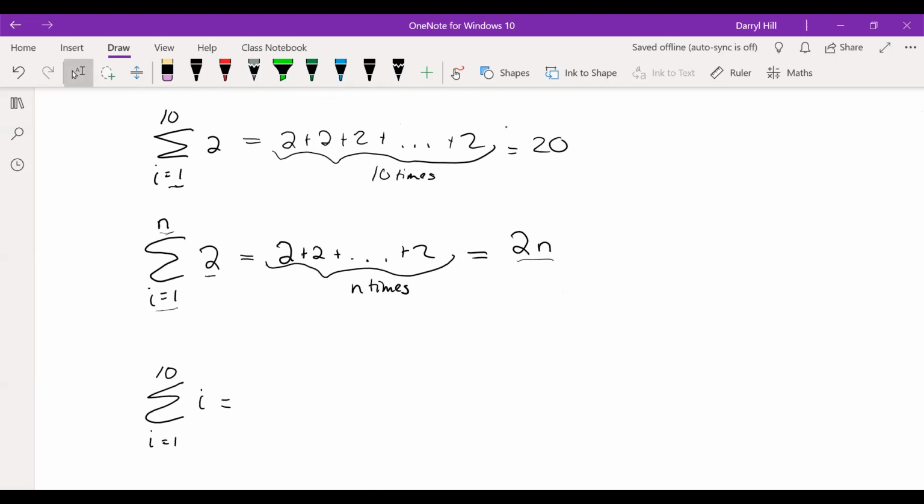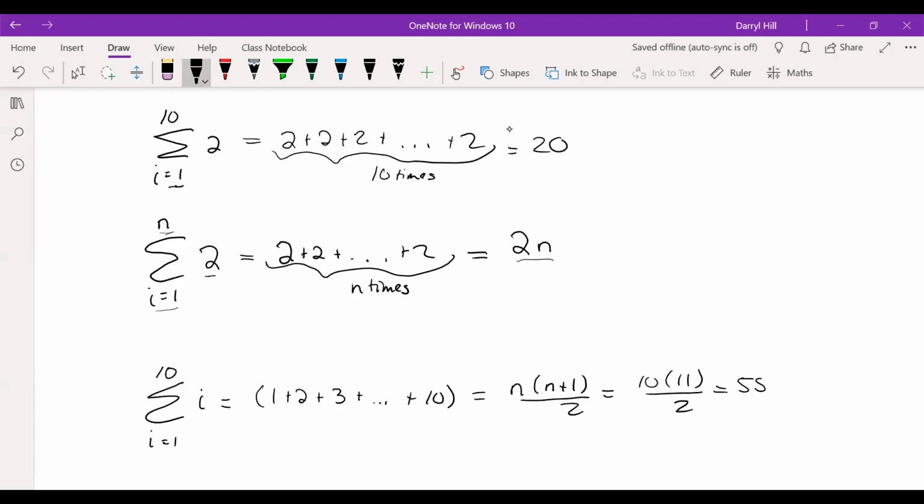i equals 1 to 10 of i, so that's, of course, 1 plus 2 plus 3 up to 10, right? And that's equal to, who remembers the closed form for that? 55, yes. It is 55, but how do we express that in a closed form? What's the general form? Do you guys remember? Yep. It's n times n plus 1 over 2. So that's 10 times 11 over 2, which is equal to 55. And again, this is sort of the most common form that you're going to see.